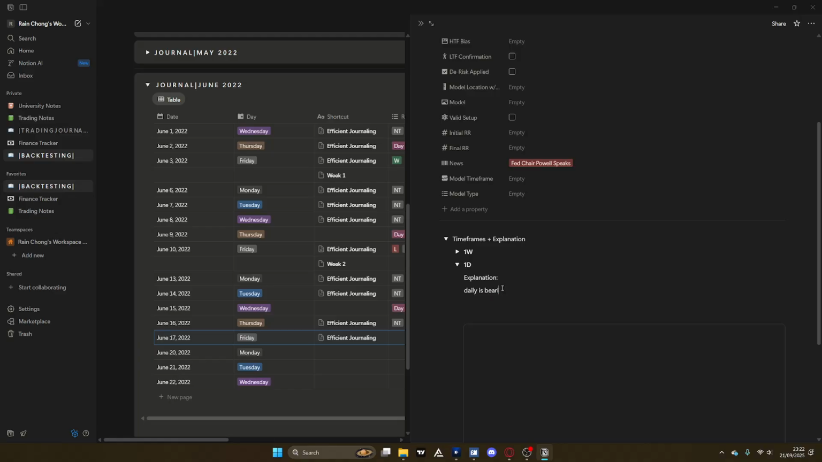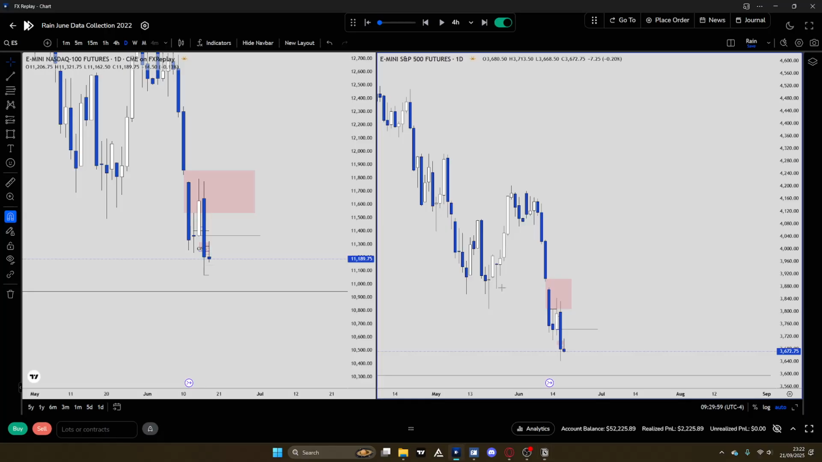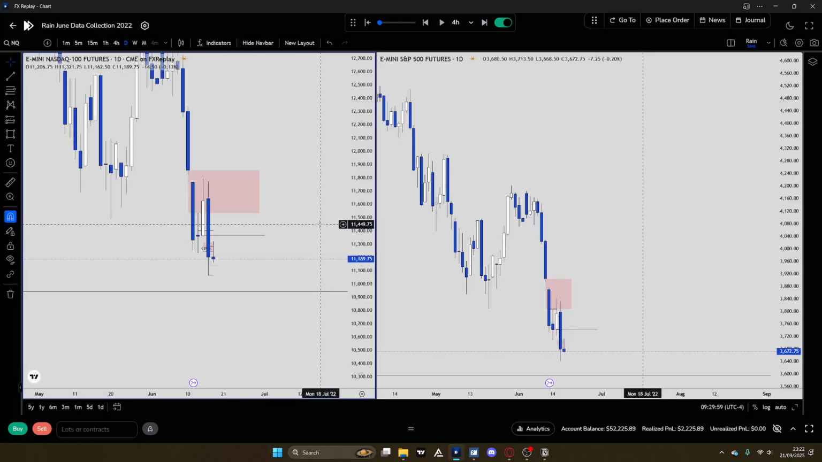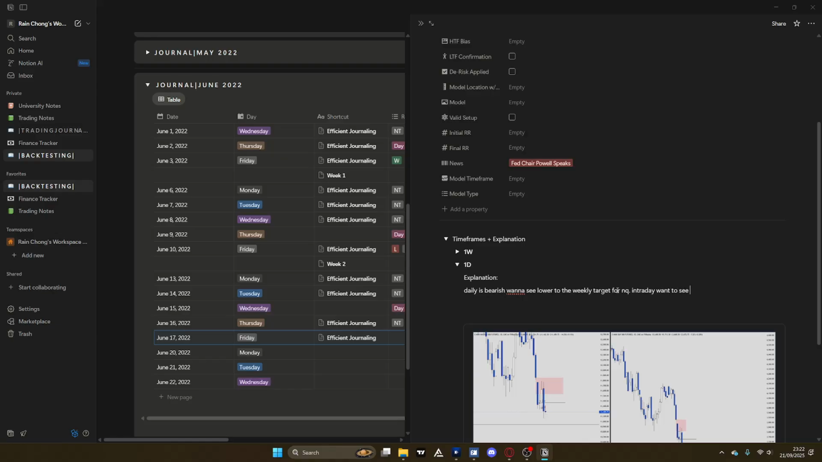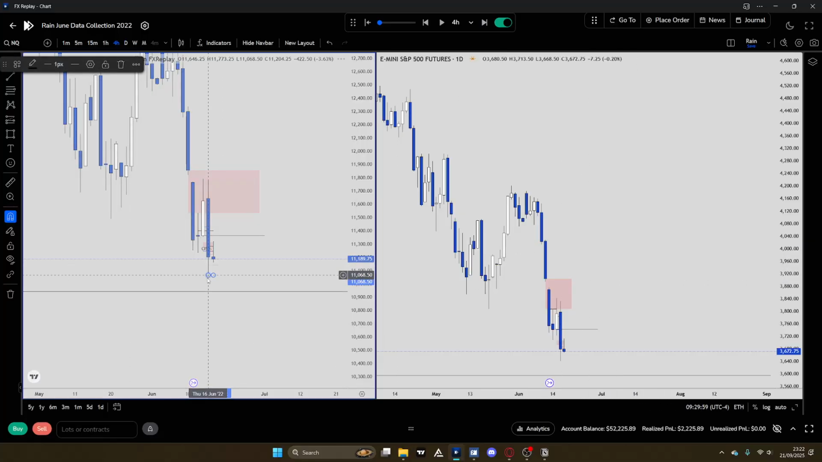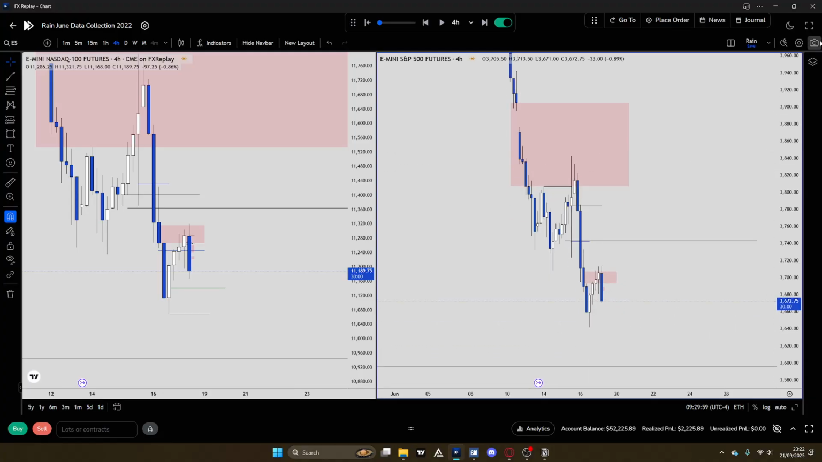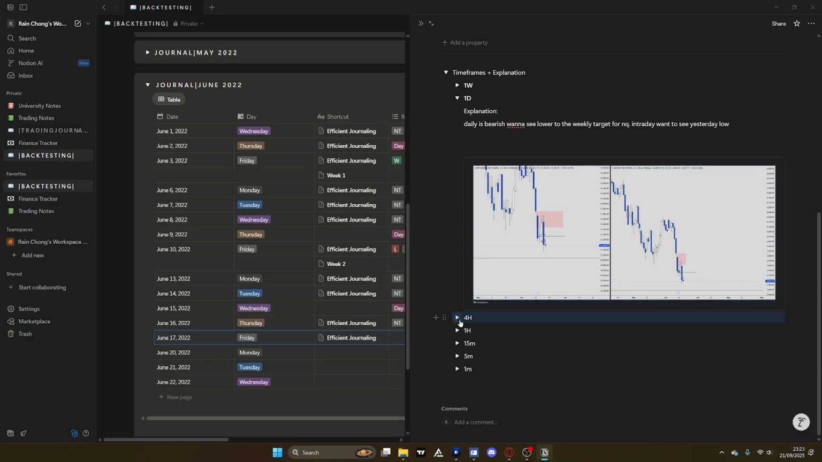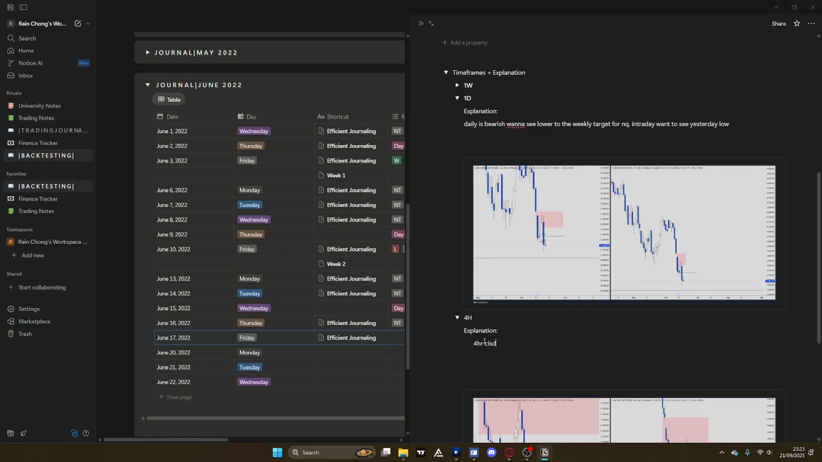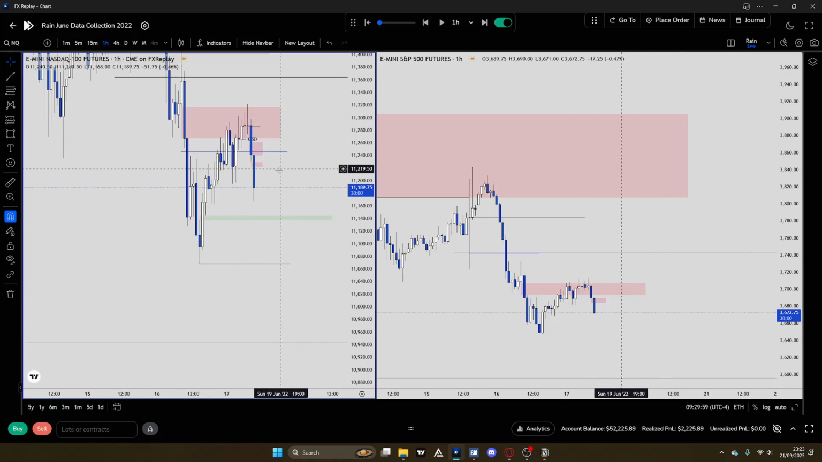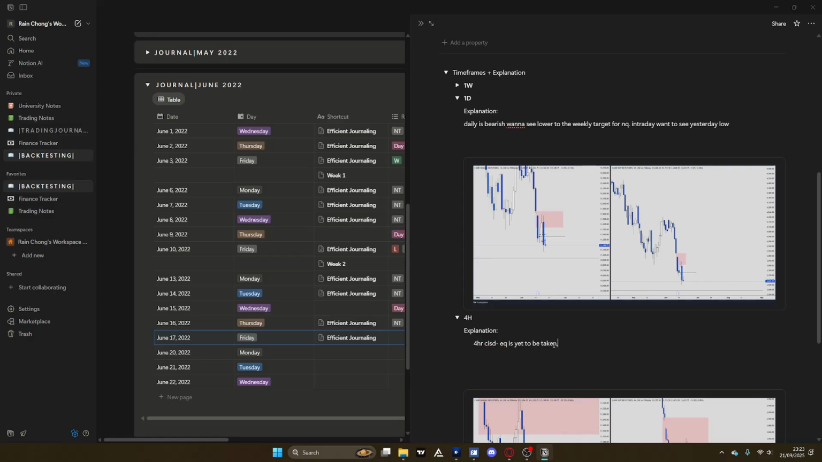Daily is bearish. Want to see lower, to the weekly target for MQ. Intraday wants to see yesterday low. Let's go to 4-hour here. Hour. Changing the state. And what's the hourly? Q is yet to be taken. However, we don't need to. Structure demands it.